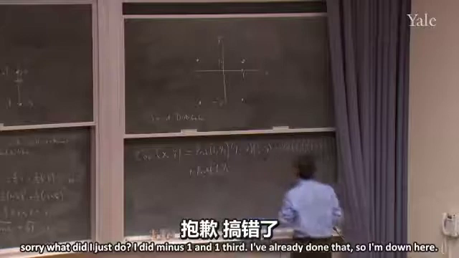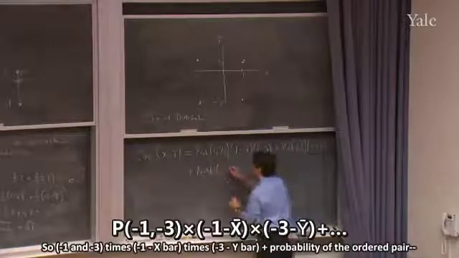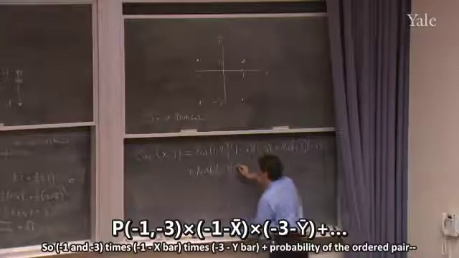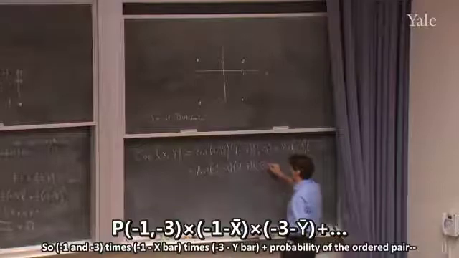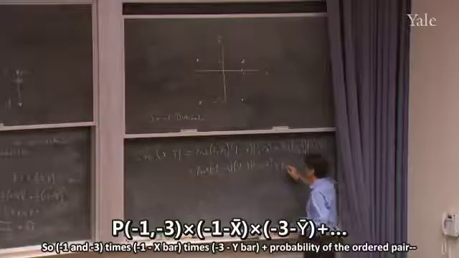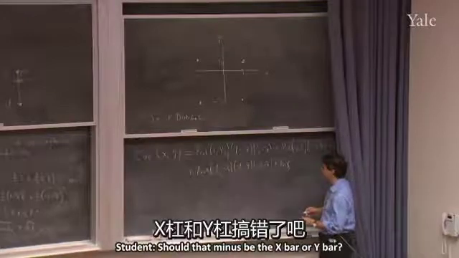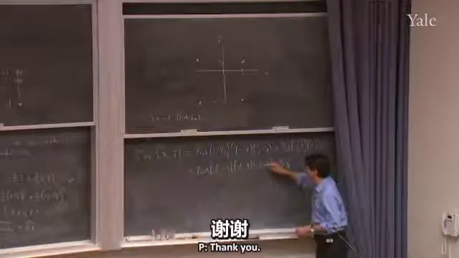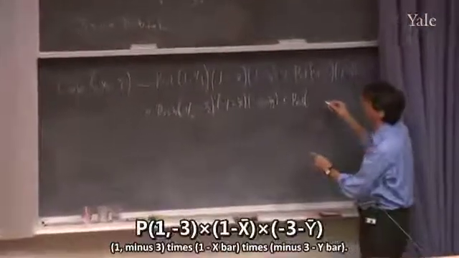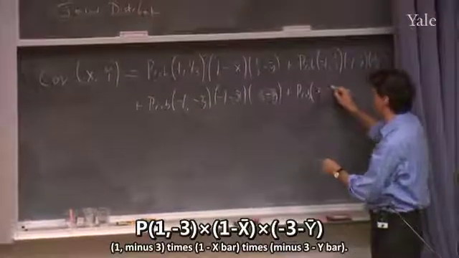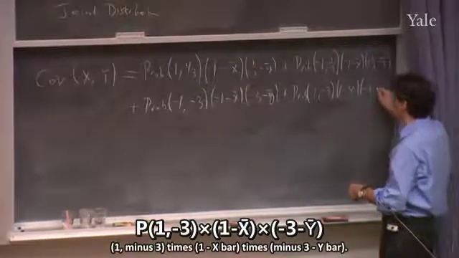Sorry, what did I just do? I did minus 1 and a third. I've already done that. So I'm down here. So minus 1 and minus 3 times minus 1 minus x bar times minus 3 minus x bar, plus the probability of the ordered pair. Should that minus 3 be x bar or y bar? Thank you. And what's the point I haven't done yet? 1 comma minus 3 times 1 minus x bar times minus 3 minus y bar.